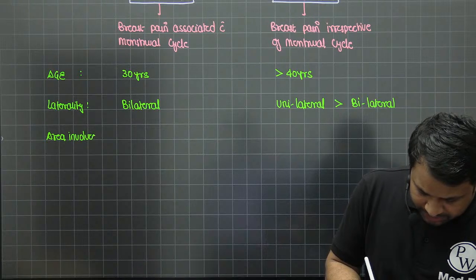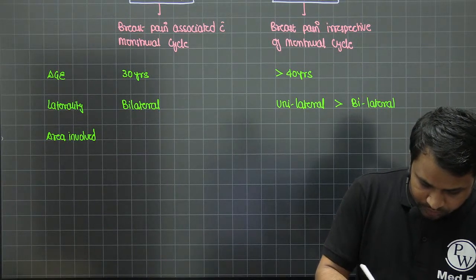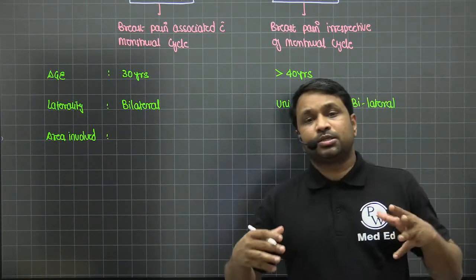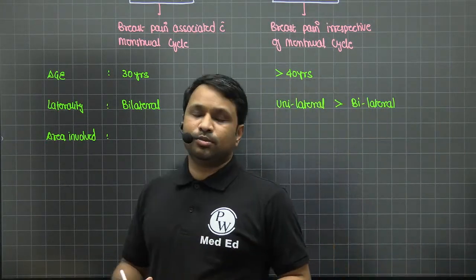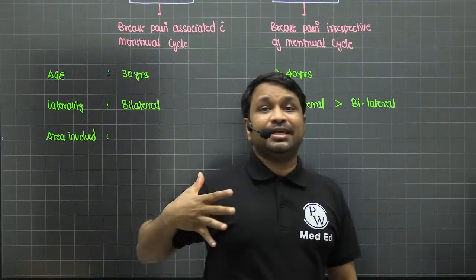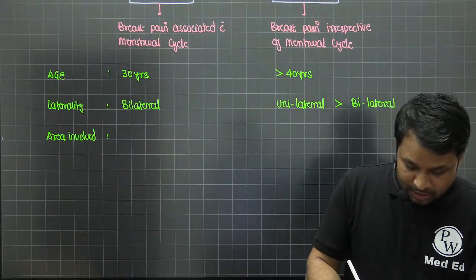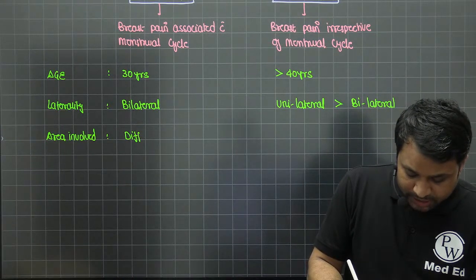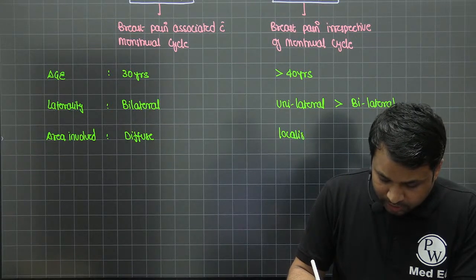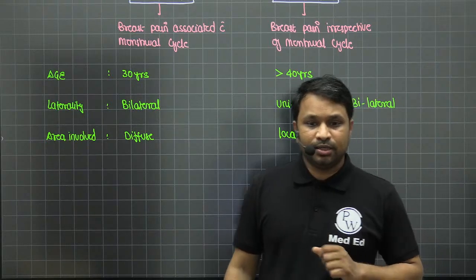When you say the area involved, you will notice when a patient with cyclical mastalgia comes, she will not tell you that it hurts at a specific location. In fact, she'll take the entire hand and say this entire area hurts, right? So cyclical mastalgias are usually diffuse in nature, whereas non-cyclical are usually localized in nature. Okay?